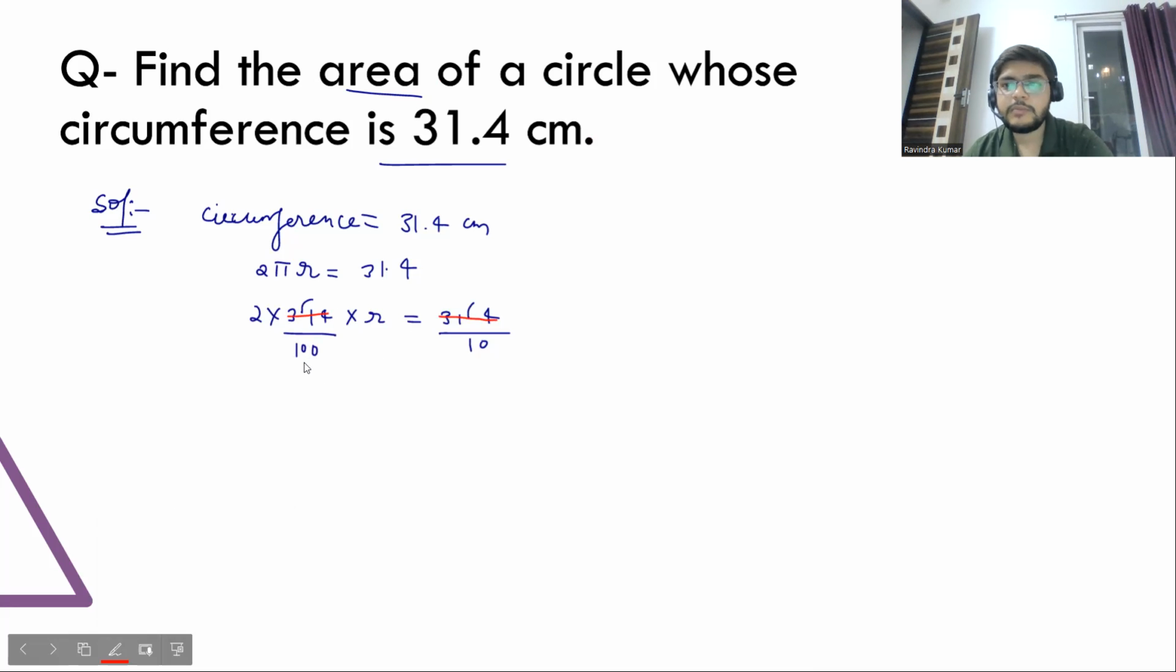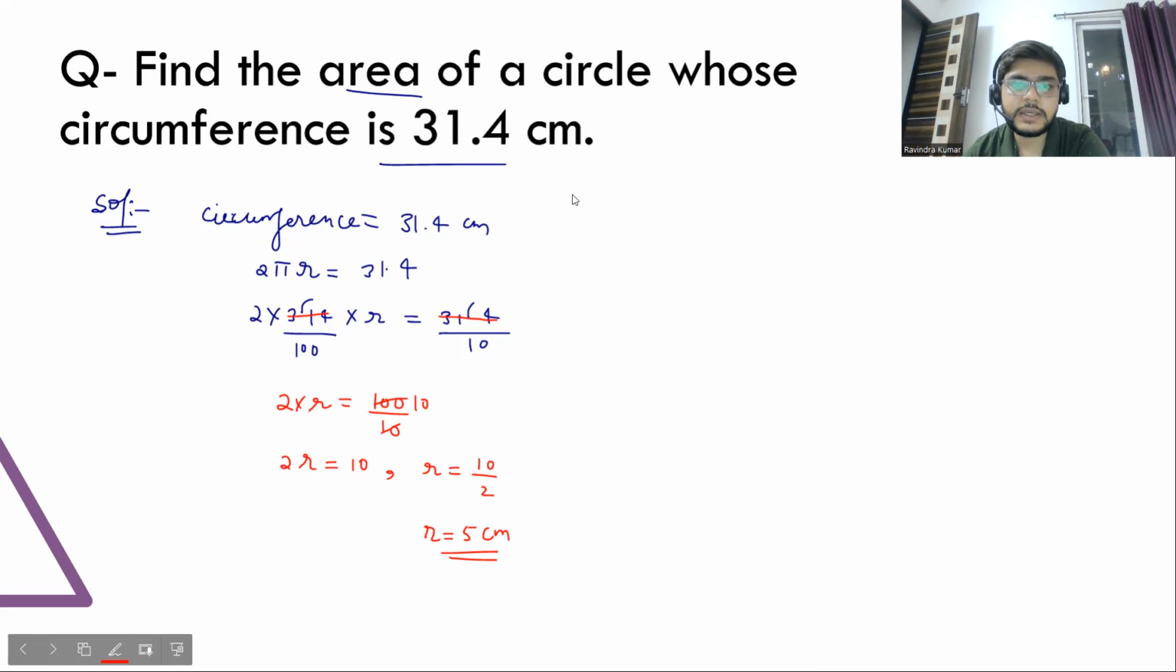Now 100 is in division, so we transpose it to the other side, where it comes into multiplication. So 100 divided by 10 is 10, giving 2r equals 10. Now 2 is also transposed, so it comes into division, and we get r equal to 5 centimeter. If we have the radius, it is now very easy to calculate the area of the circle. The area is pi r square. We know pi is 3.14, and r is 5 square.